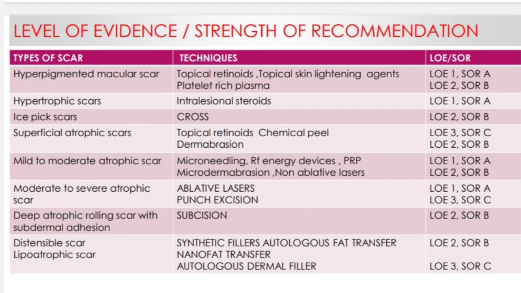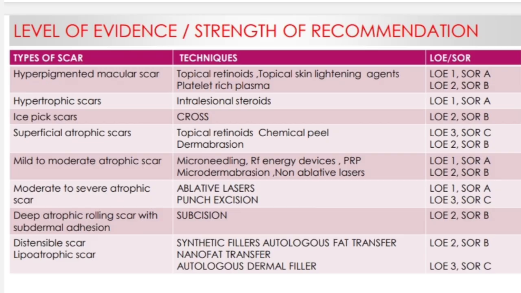This slide shows the various techniques indicated for the various types of scar with the level of evidence and the strength of recommendation. For hyperpigmented macular scars, topical retinoids and topical skin lightening can be used with level of evidence 1 and strength of recommendation A. Platelet plasma used for hyperpigmented macular scar has level of evidence 2 and strength of recommendation B. For hypertrophic scar, intralesional steroid is used with level of evidence 1 and strength of recommendation A. For ice pick scar, the cross technique works well with evidence 2 and strength of recommendation B. For superficial atrophic scar, topical retinoid and chemical peel have level of evidence 3 and strength of recommendation C.